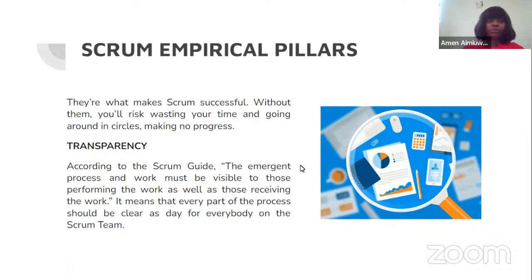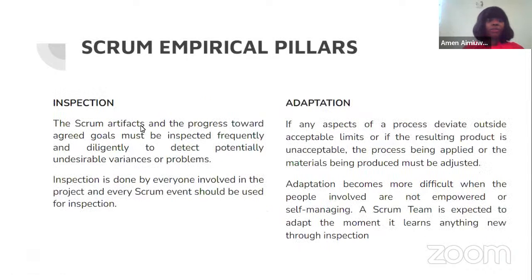It means that every part of the process should be clear as day for everybody on the Scrum team. Then inspection: the Scrum artifacts and the progress towards agreed goals must be inspected frequently and diligently to detect potentially undesirable variances or problems. So like I said before, each Scrum team must be transparent. If you are transparent, you'll be able to know if a particular team member is having some difficulties and be able to escalate.